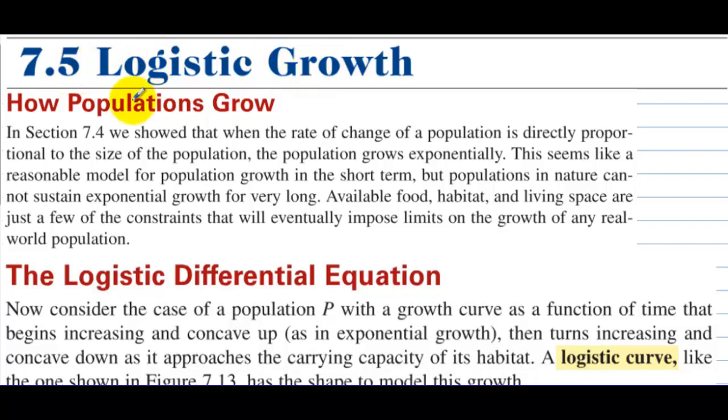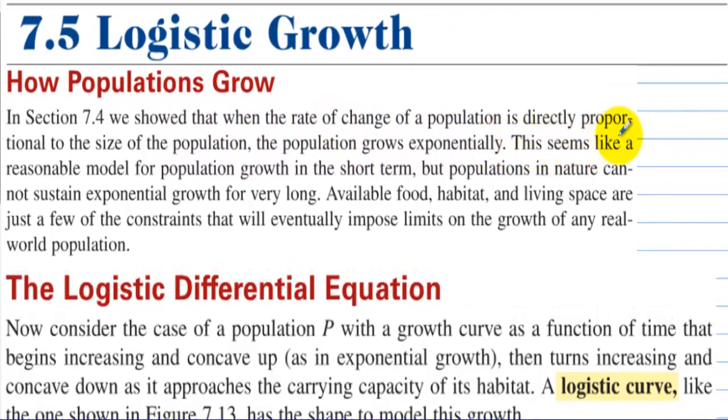7.5 Logistic Growth, How Populations Grow. In section 7.4 we showed that when the rate of change of a population is directly proportional to the size of the population, it grows exponentially. This seems like a reasonable model for population growth in the short term, but populations in nature cannot sustain exponential growth for very long.